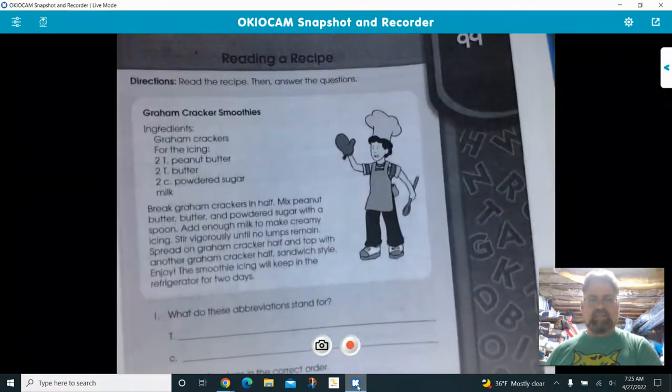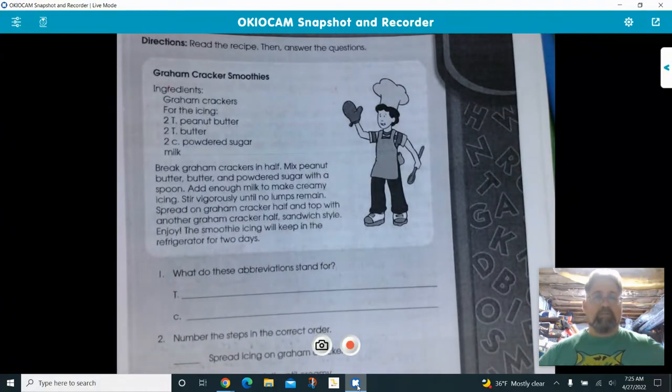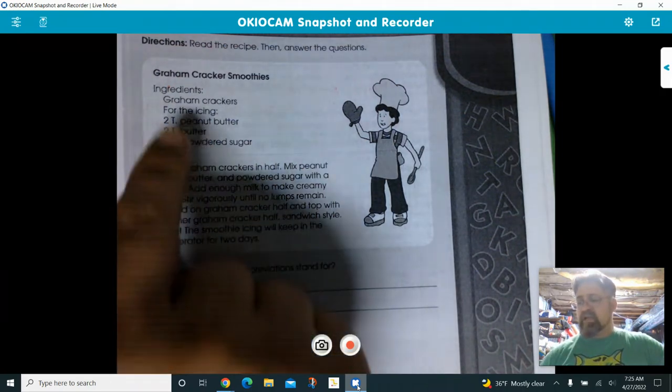Finally, we're reading a recipe. Read the recipe, then answer the questions. Graham cracker smoothies. Sounds kind of tasty to me. Your ingredients, you're going to need graham crackers.